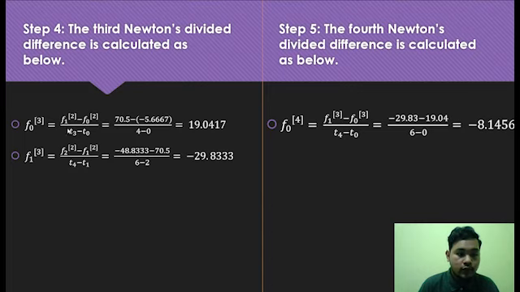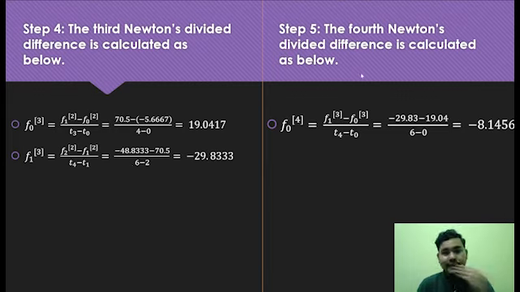Next, for the third Newton divided difference, for F03, the formula is F12 minus F02, divided by T3 minus T2. Here we skip the column, so 4 minus 0. So we get the answer 19.0417. And F13 equals negative 29.83333.